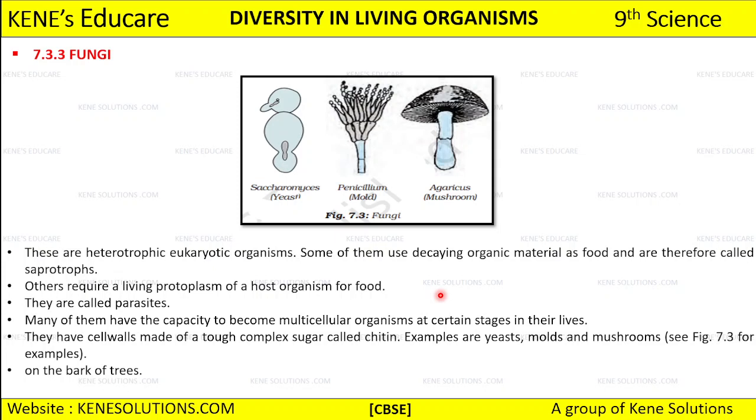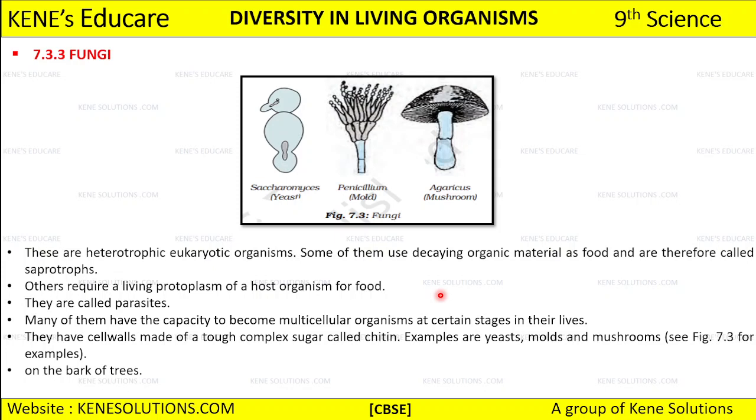Okay, so some fungi we called saprotrophs, some we called parasites, and many of the fungi are going to have the capacity where they become a multicellular organism when they reach a certain stage in their lives. Okay, so they have a cell wall.